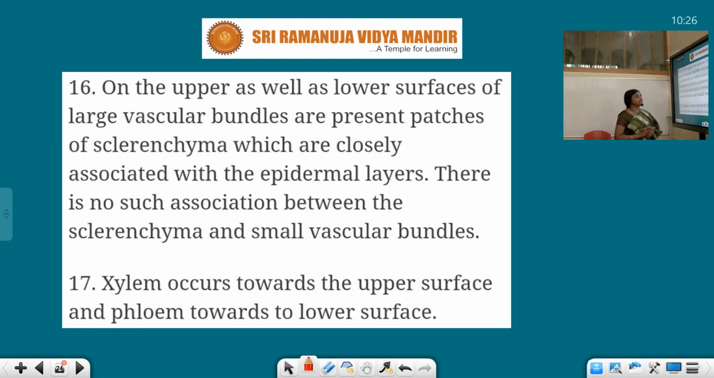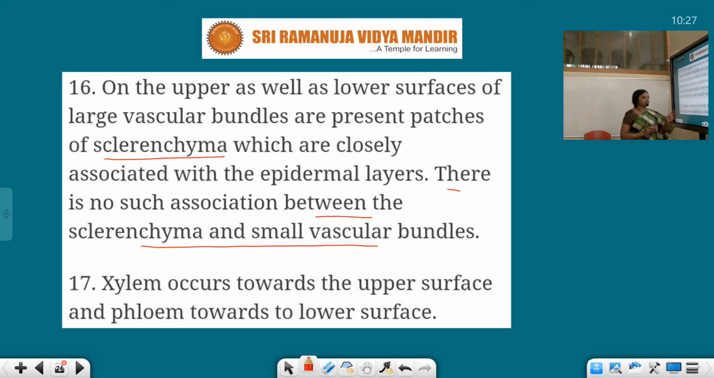On the upper as well as lower surface of large vascular bundles, there are patches of sclerenchyma. These patches are nothing but extensions of the bundle sheath, which are closely associated with the epidermal layer. There is no such association between the sclerenchyma and small vascular bundles. In small vascular bundles we cannot observe that sclerenchymatous structure, but in large vascular bundles the bundle sheath extension, which is made up of sclerenchyma in a monocot, goes up to the epidermis.